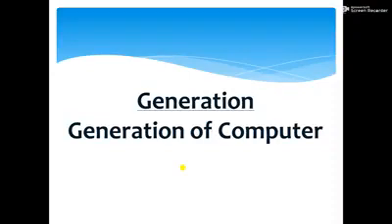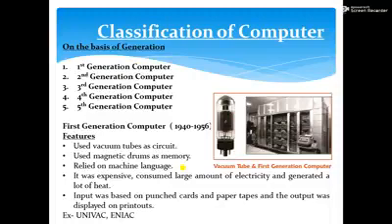Now let's have a look at different categories of computer on the basis of generation, which are first generation computer, second generation computer, third generation computer, fourth generation computer and fifth generation computer. So let's start from first generation computer. The time period of first generation computer was between 1940 to 1956. Vacuum tube was the basic component of first generation computer.